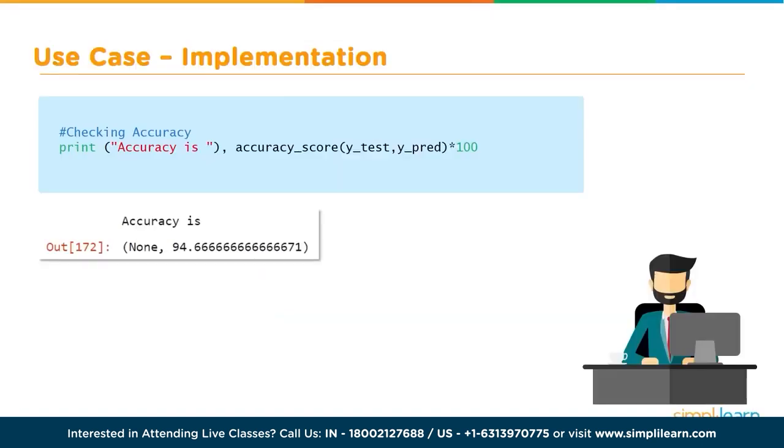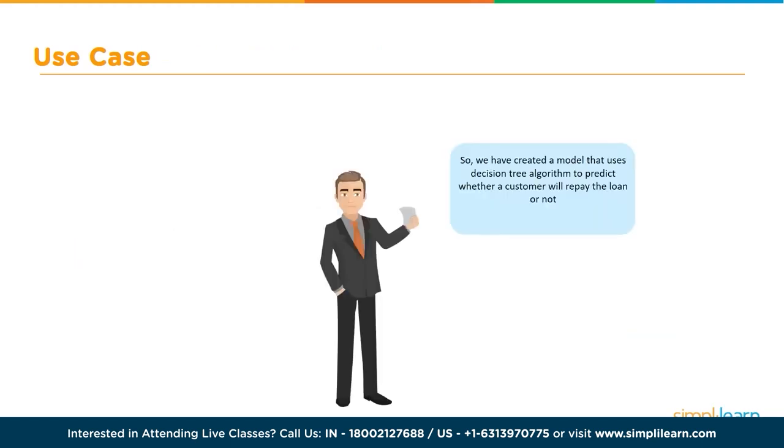So just a quick recap on that. We now have accuracy set up on here. And so we have created a model that uses the decision tree algorithm to predict whether a customer will repay the loan or not. The accuracy of the model is about 94.6%. The bank can now use this model to decide whether it should approve the loan request from a particular customer or not. And so this information is really powerful.